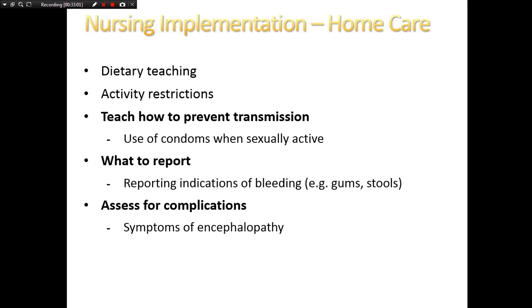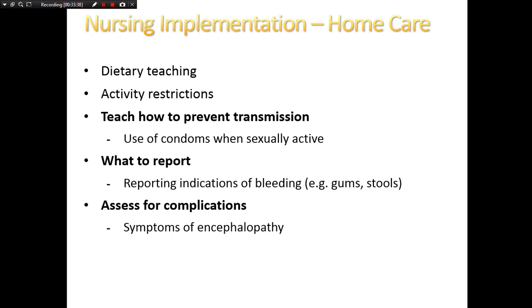So the same things that we talked about in the acute care area, we want to think about for home care teaching. Dietary teaching, we talked about high calories, adequate fluid intake, low fat if they can't tolerate it because of lack of bilirubin, bile. Activity restrictions, we talked about gradually building up endurance, frequent rest throughout the day. And we want to talk to them about how to prevent transmission to others. So using a condom if they're going to be sexually active.